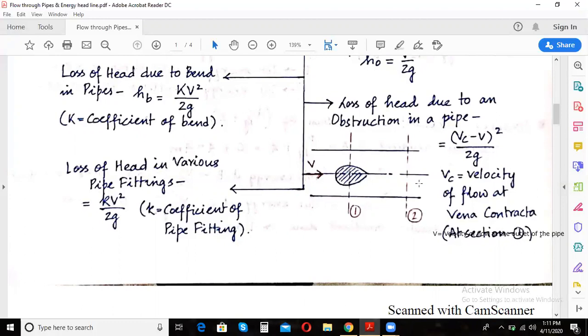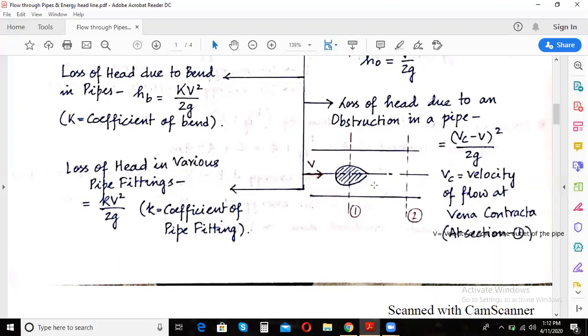The loss of head will take place, and it is given as how much? (Vc minus v) whole square divided by 2g. Now see, I have considered two sections. Through the obstruction I have taken a section and marked it as 1, and the second section is that which I have considered in the pipe where there is no obstruction. The cross section through which the fluid is flowing is normal, without any obstruction.